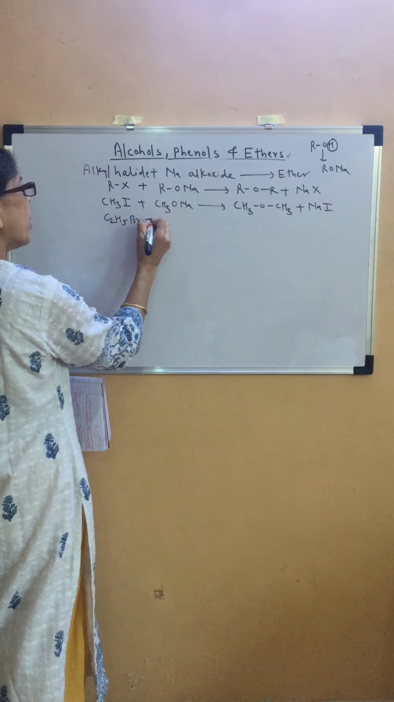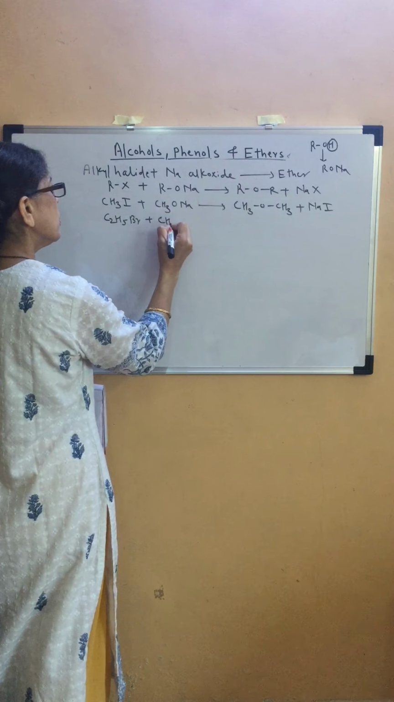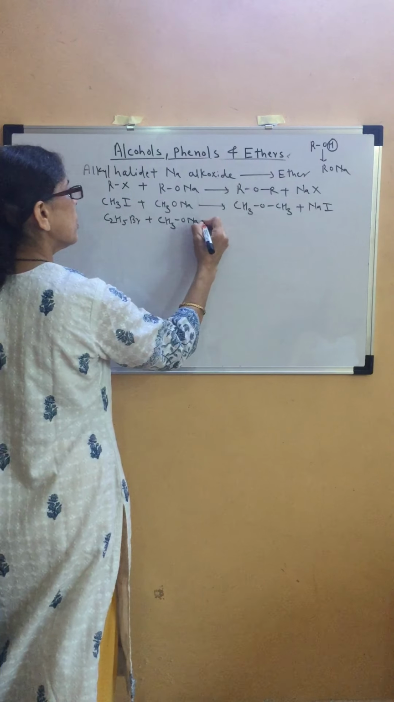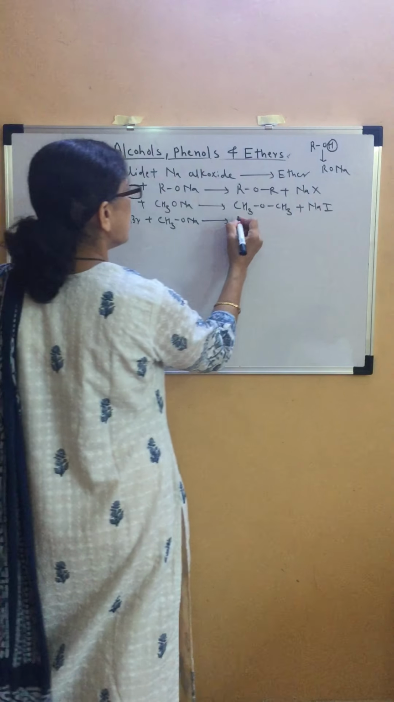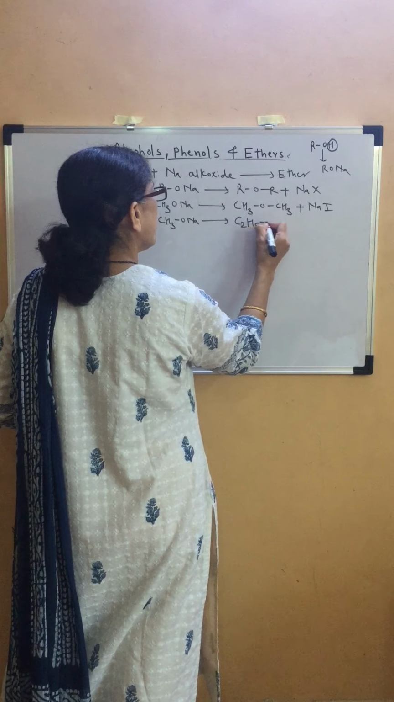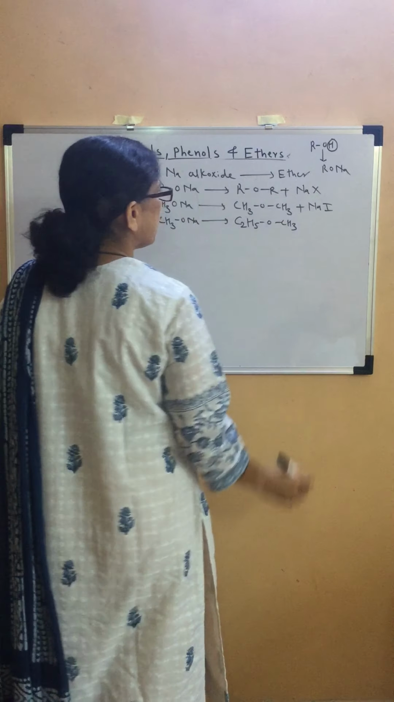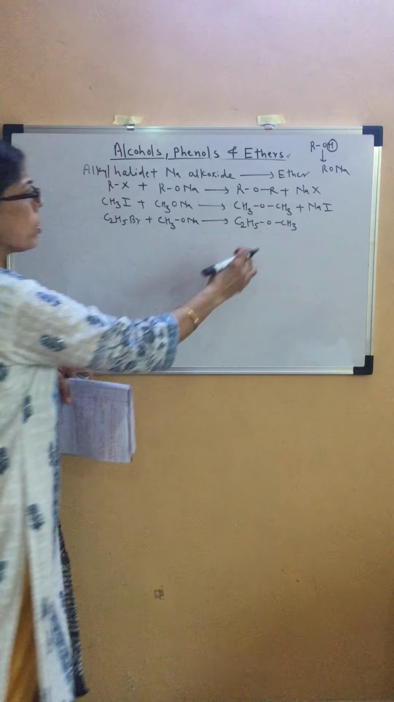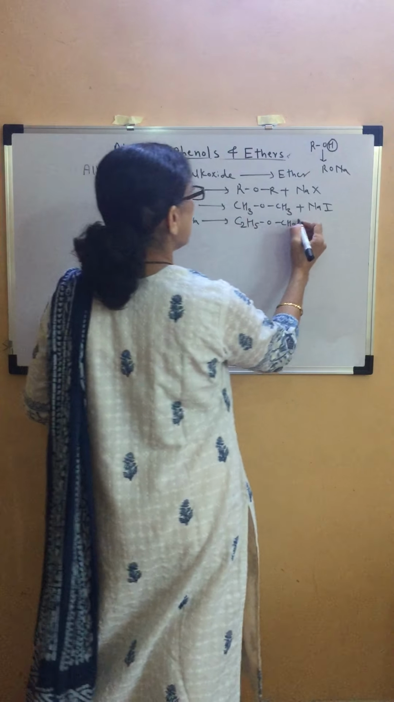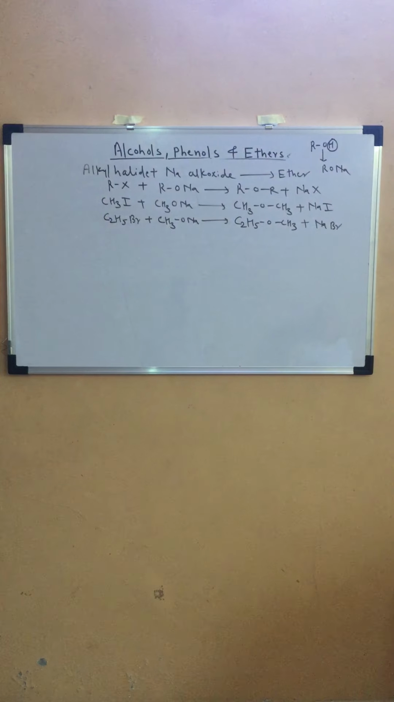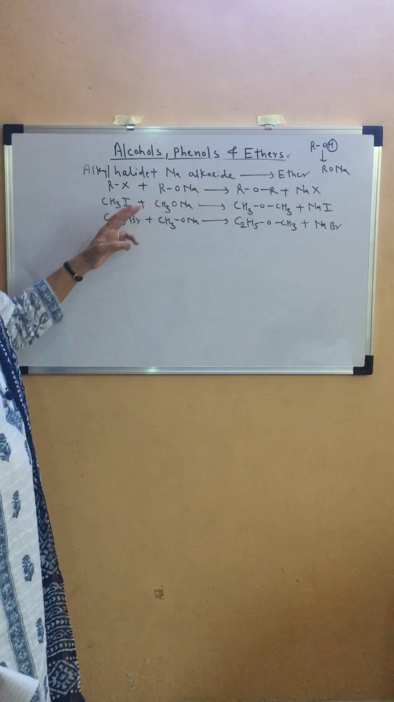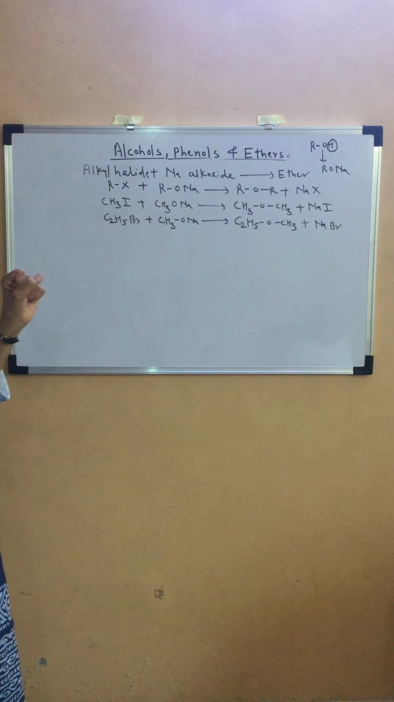So if you have a combination of C2H5Br, alkyl halide, plus CH3ONa, two different alkyl groups, we are able to get an unsymmetrical ether. So what will you get? C2H5OCH3, ethyl methyl ether or methoxyethane, isn't it? Plus NaBr. See the reactions carefully. So with the help of Williamson synthesis, we are able to get symmetrical ethers as well as unsymmetrical ethers, depending upon the choice of alkyl halide and sodium alkoxide.